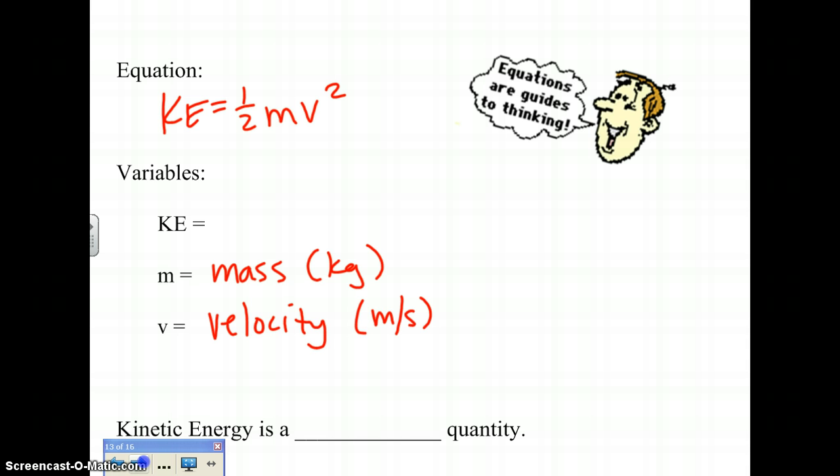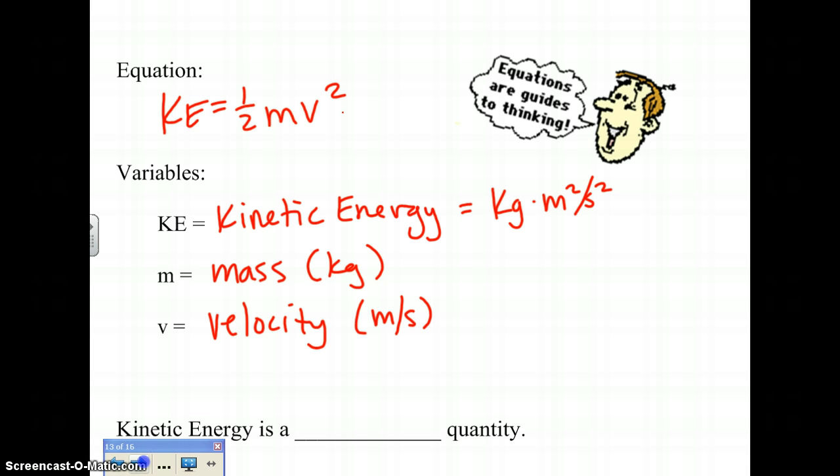So therefore, KE is your kinetic energy, which looks like it's going to be measured in kilograms times meters squared per seconds squared, right? Because it's being squared up here, so meters squared per seconds squared. That's the same exact thing as a joule, guys. So your kinetic energy is going to be measured in joules. Also, kinetic energy is going to be a scalar quantity for you to look at.